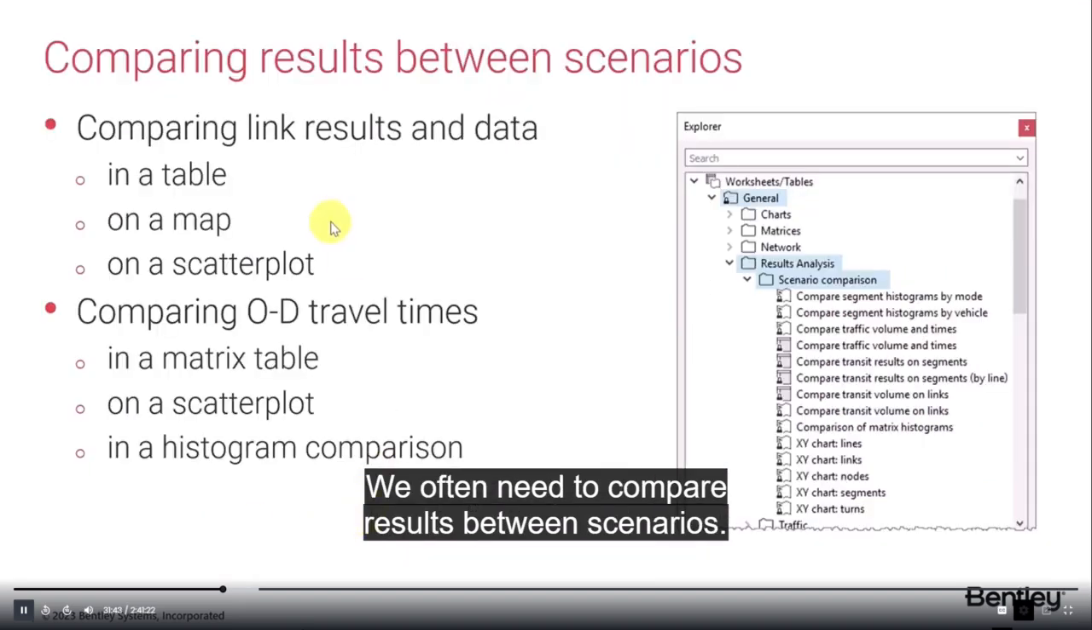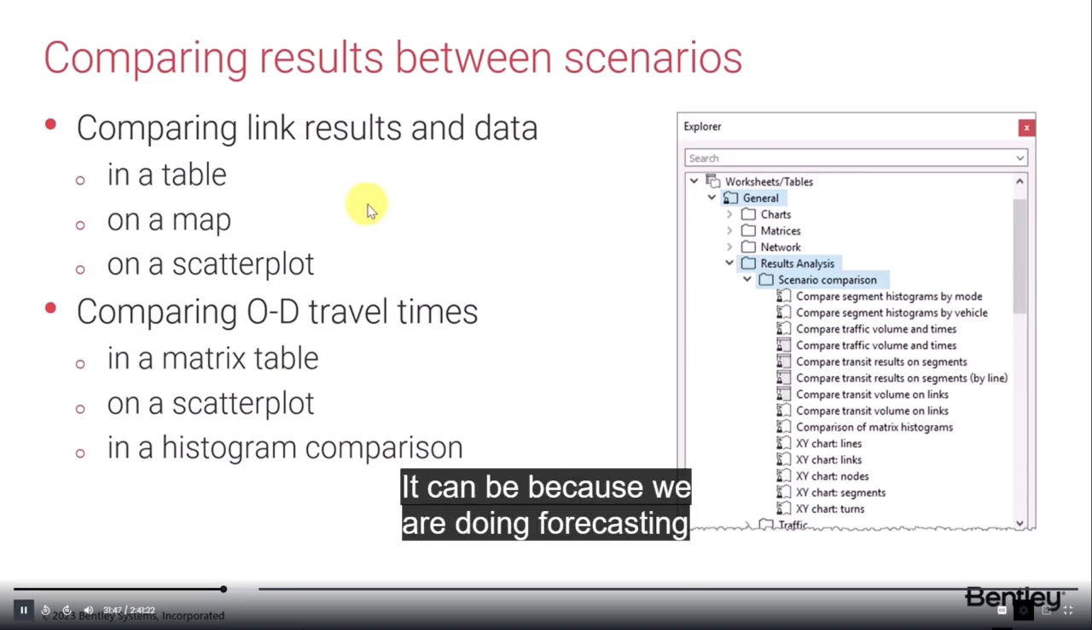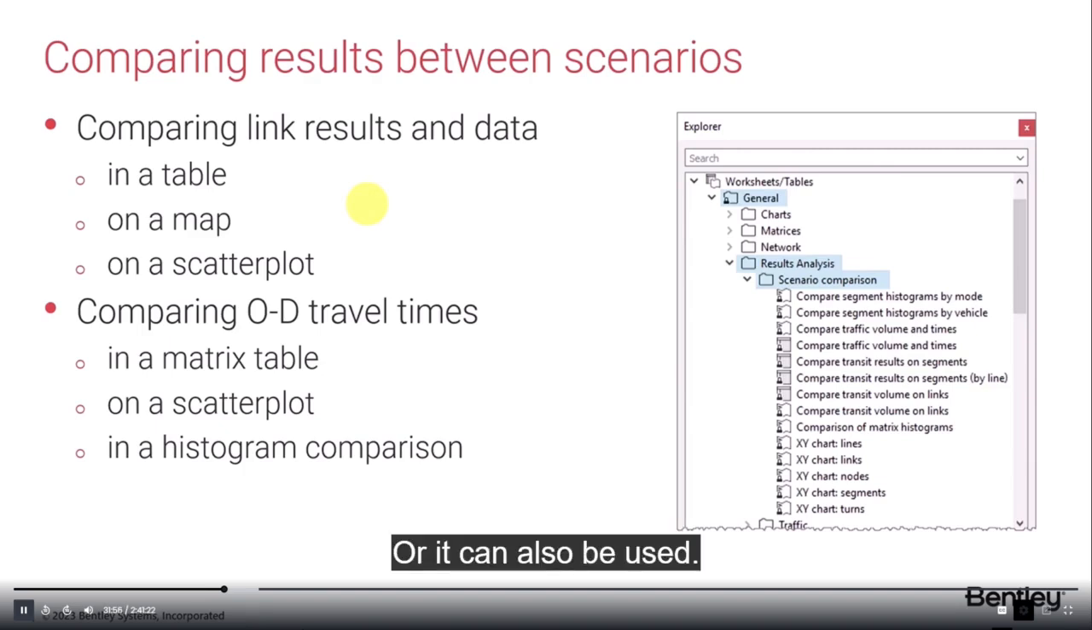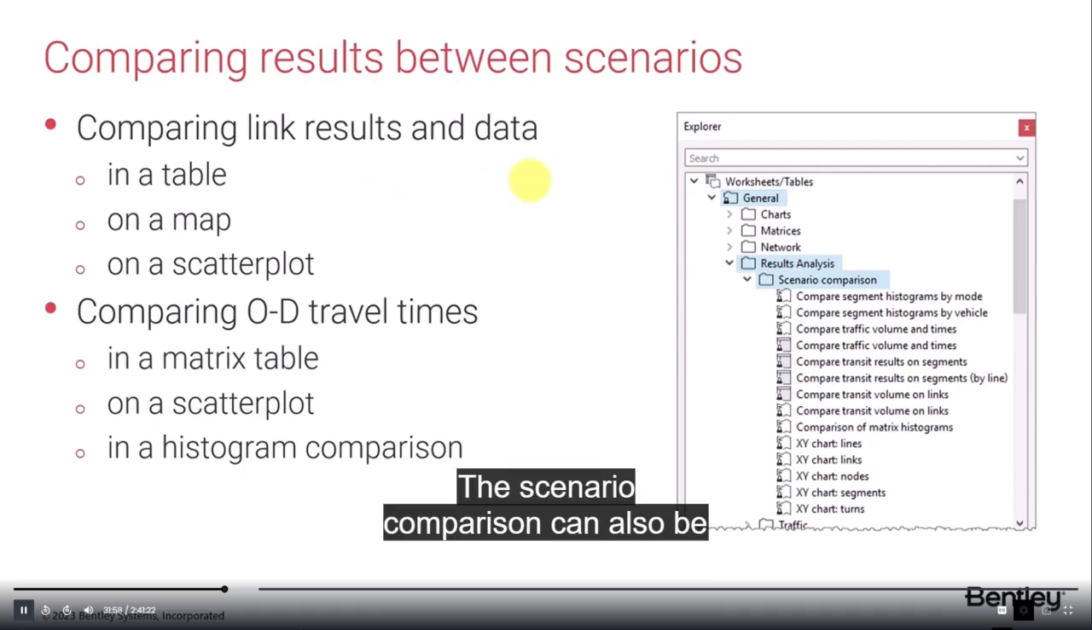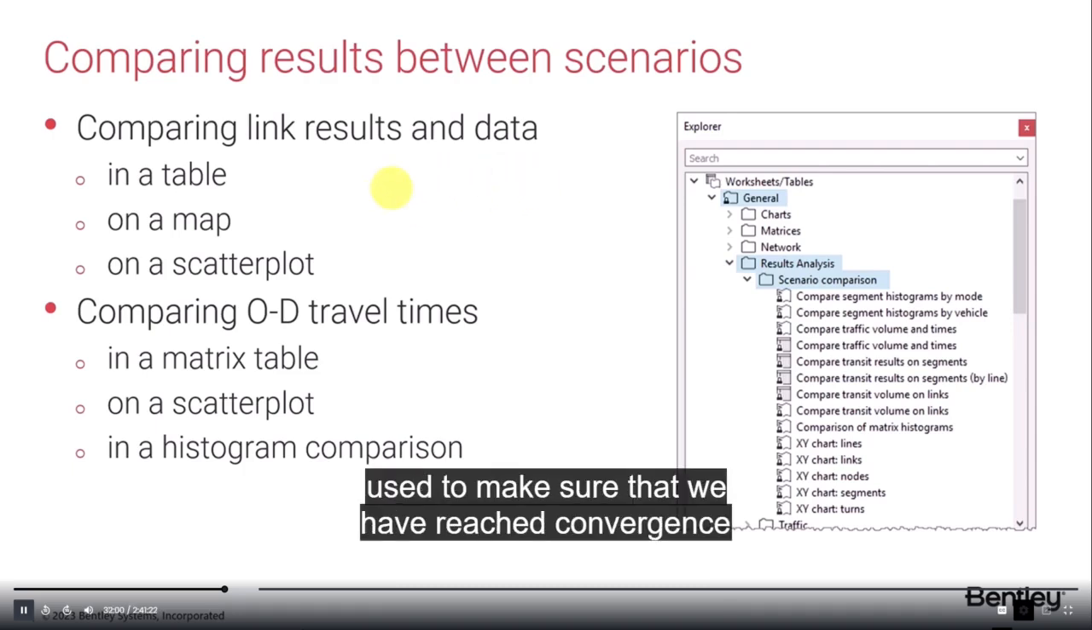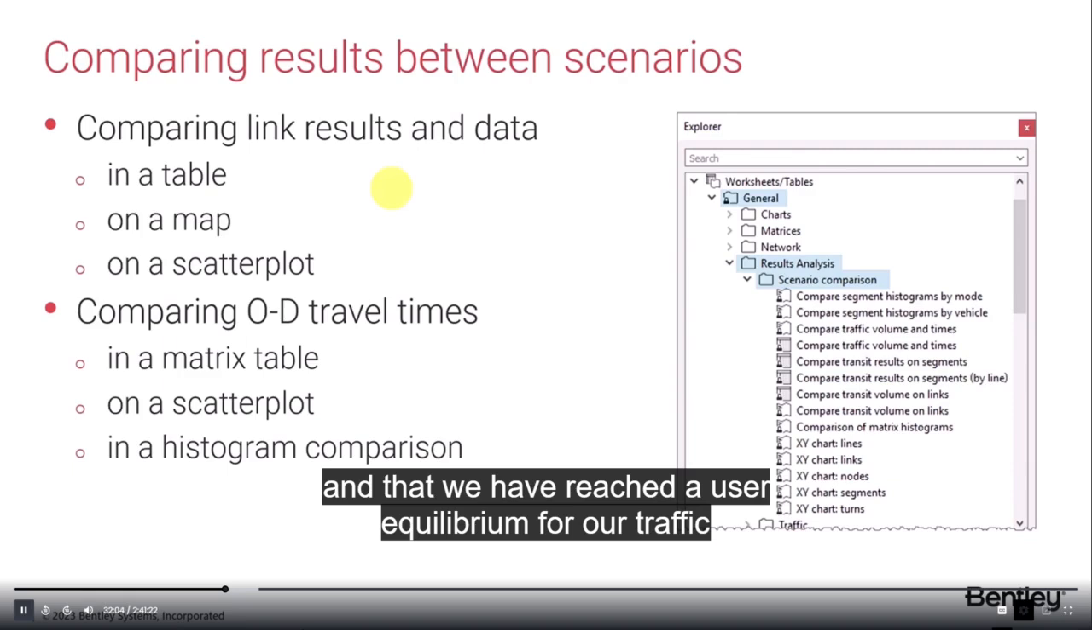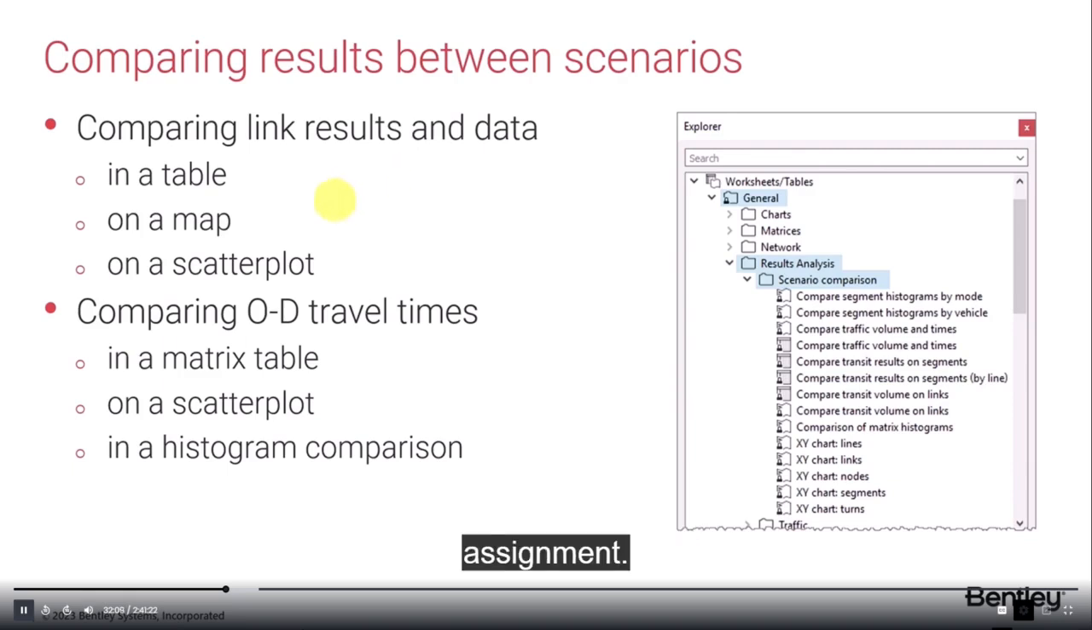We often need to compare results between scenarios. It can be because we are doing forecasting and we want to compare two scenarios, one with a bridge, one with a tramway, or whatever we are interested in. The scenario comparison can also be used to make sure that we have reached convergence and that we have reached a user equilibrium for our traffic assignment.